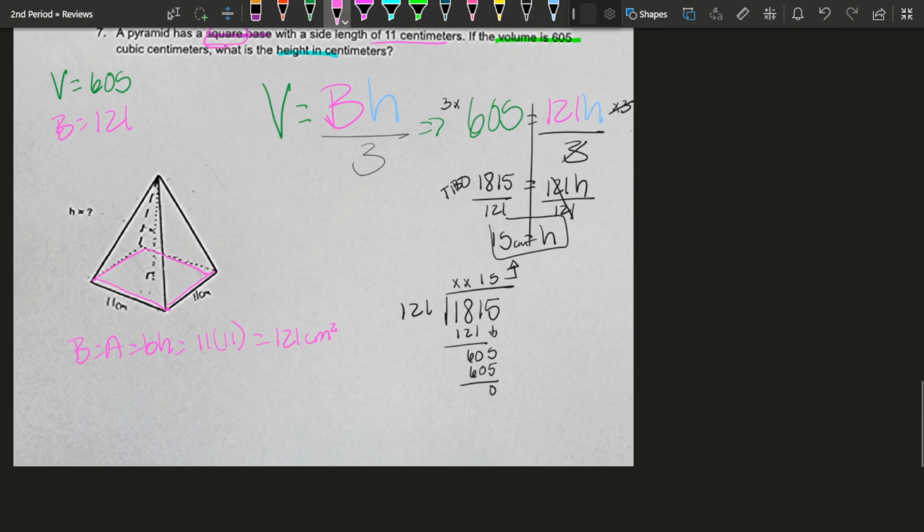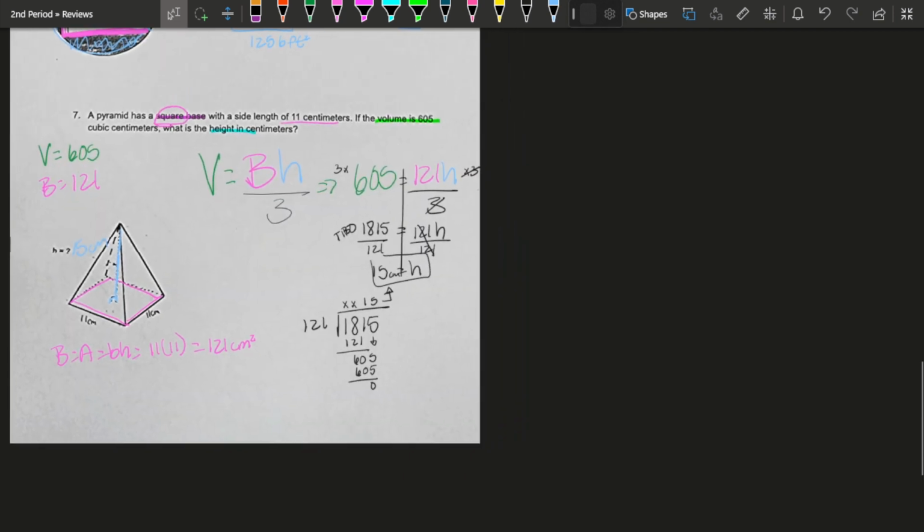And remember, the height is always vertical, straight up, not leaning against, not sideways, not inclined, not slanted, vertical. So the height is 15 centimeters. And that's how you work it backwards.